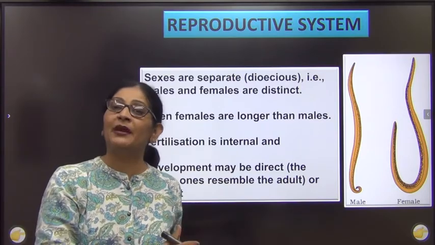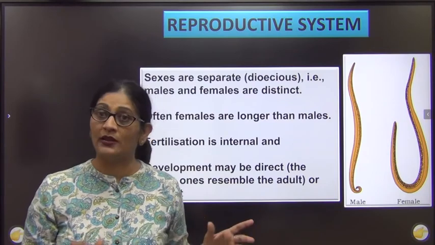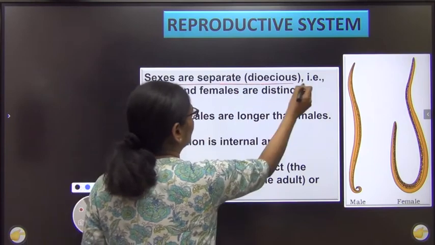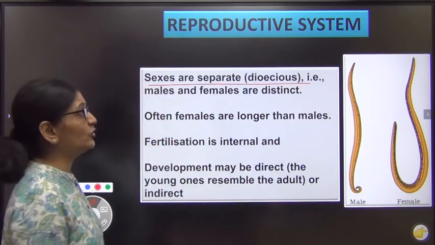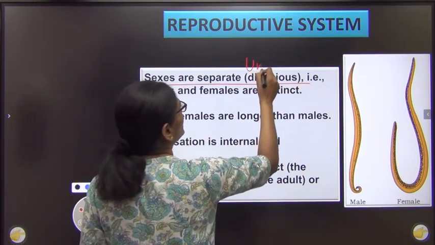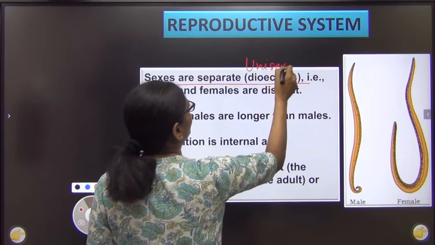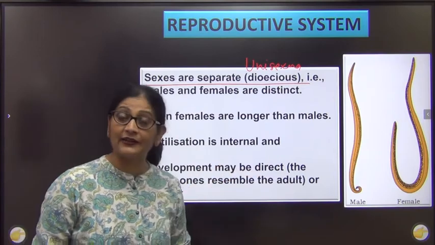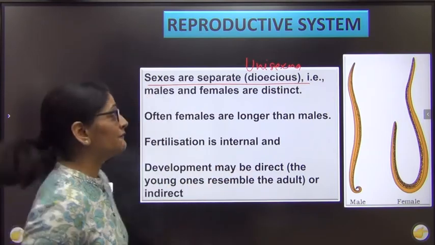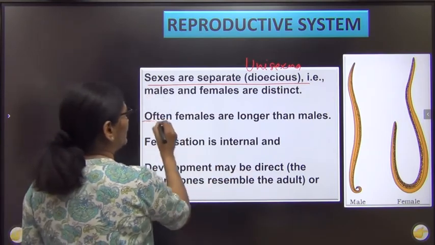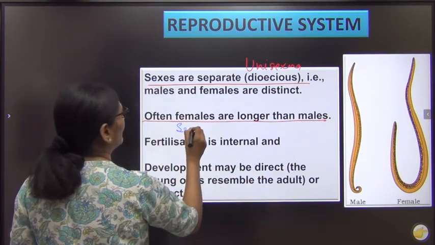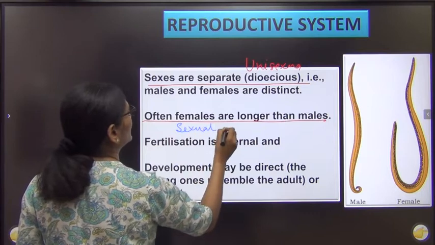They are bisexual. What have you read about so far? They were all bisexual. Now here the sexes are separate. This is again very unique to this group. That means they are unisexual, and I told you unisexual is also called dioecious. Right, so they are unisexual or dioecious, and they are the first organisms where we have, I will give you one word for this sentence, sexual dimorphism.